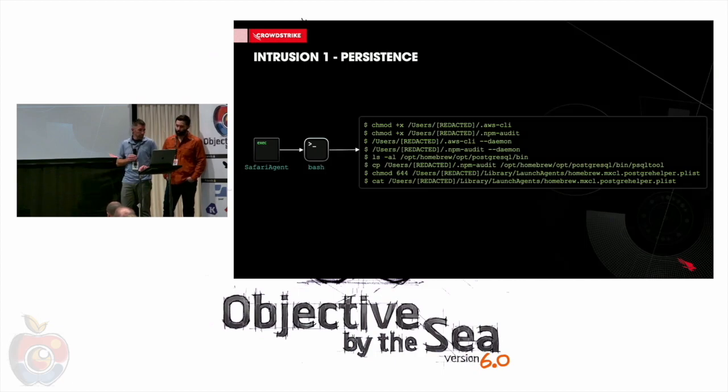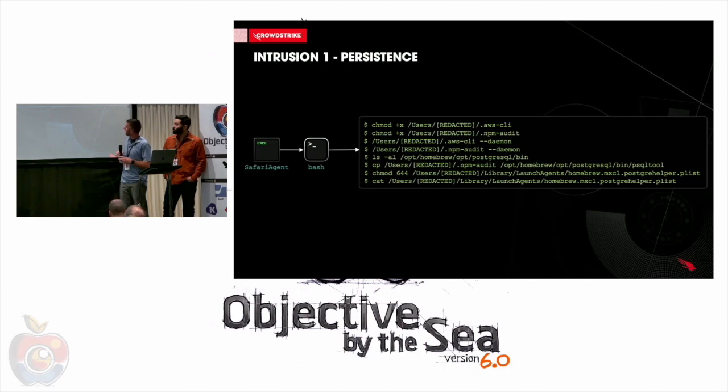They then check out the Postgres SQL directory. They want to see what's in there, and we can see them move one of their implants, .npm audit, from the user's directory over to PSQL tool, which, for those of you who know, there's a PSQL binary, but not a PSQL tool binary, right? So they drop it in there, trying to look legit.